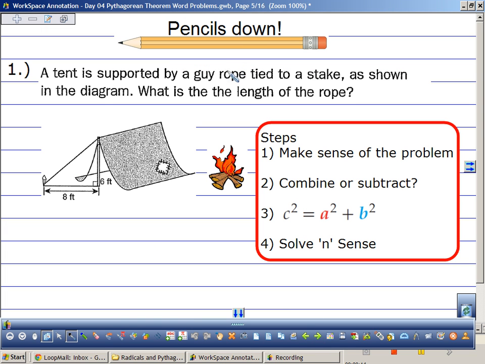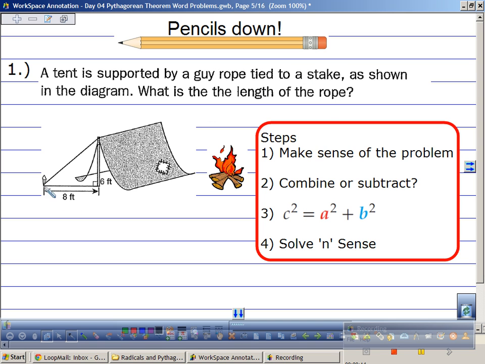Okay. Pencils down. A tent is supported by a guy rope. Guys, I need you to calm down. A tent is supported by a guy rope tied to a stake. So here is the stake. Here's the guy rope, as shown in the diagram. What is the length of the rope?